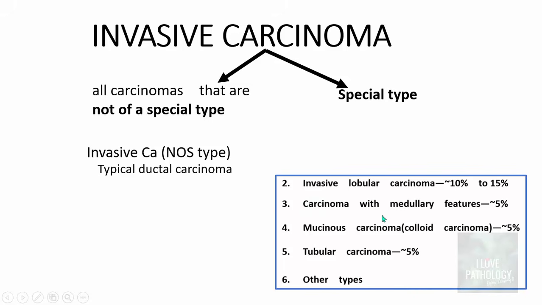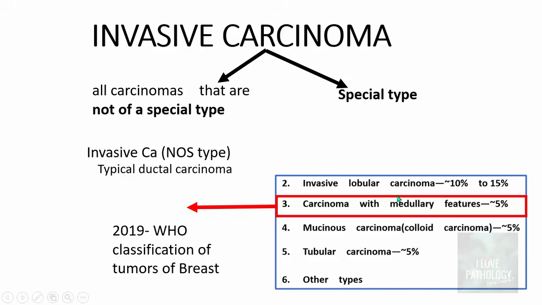You can see that there is a carcinoma with medullary features. This was earlier included in the special type, but in the recent 2019 WHO classification of tumors of the breast, this is a subset of the invasive carcinoma NOS type. This is another end of the spectrum of invasive carcinoma NOS type. We'll be discussing this in detail shortly.